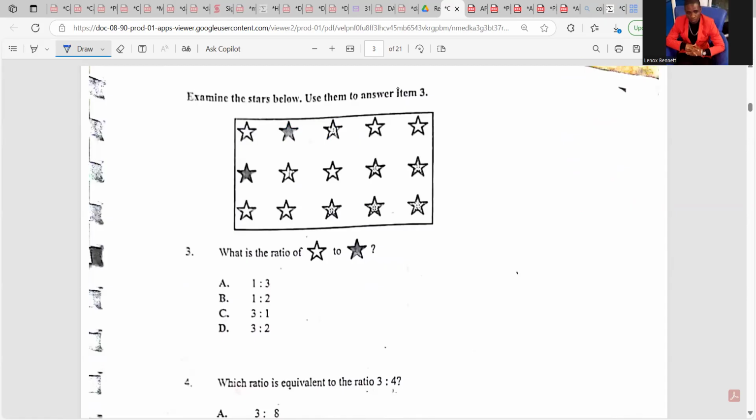And here's another one. It says examine the stars below, use it to answer item 3. And it says what is the ratio of this star to this star? Israel, your mic is open here. Sir, if my mic's open, sir, can I do this one, sir? Yeah, you can do it. Okay, sir. All right, well, after everyone completed, all right?